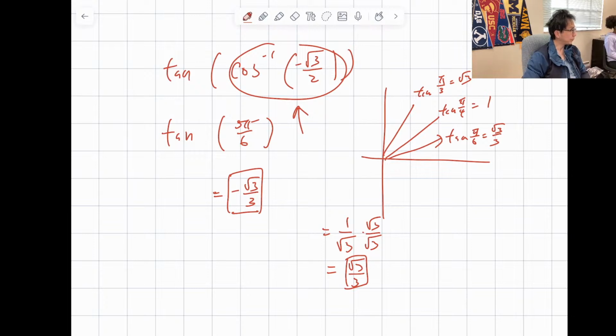Why is it 5 pi over 6, not just pi over 6, or negative pi over 6? Because negative pi over 6 is right here. Okay, so your x is still positive. The only way x is negative is in the second or third quadrant, but the range of cosine inverse is restricted to the first and second quadrants, so you don't have the third as an answer. Any questions?